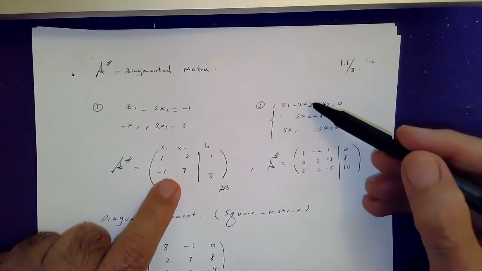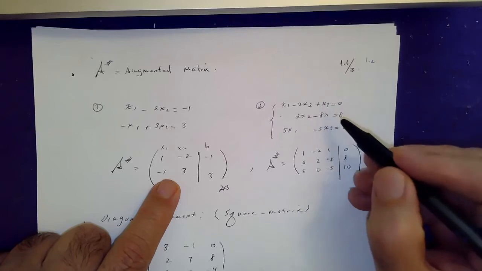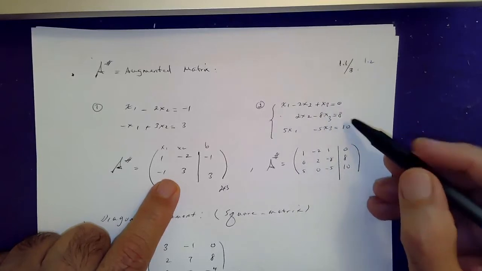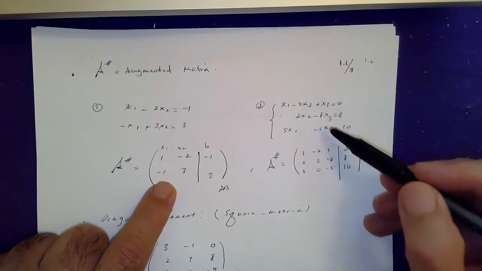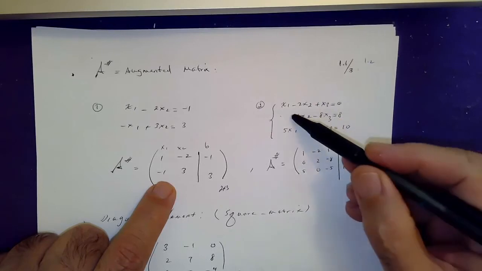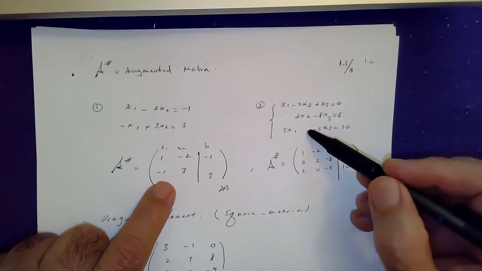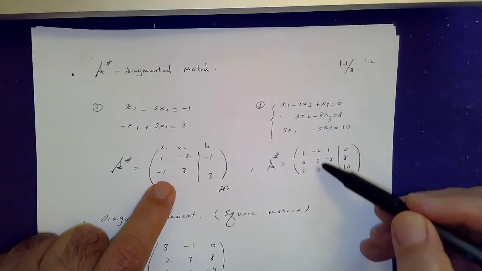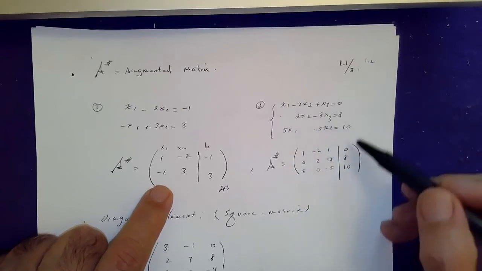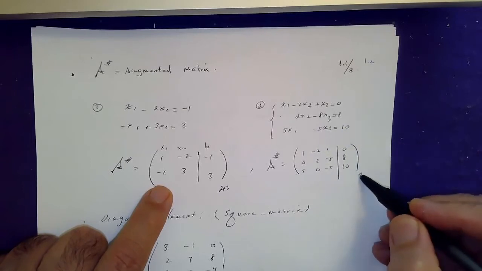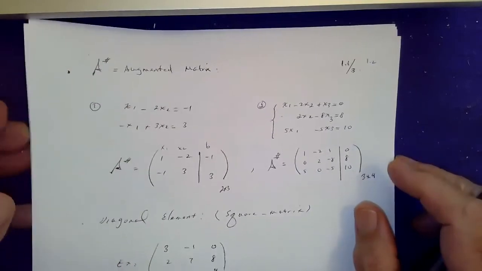In this case, you have x1 minus 2x2 plus x3 equals 0, 2x2 minus 8x3 equals 8, 5x1 minus 5x3 equals 10. The augmented matrix is 1, -2, 1, 0. Then 0 because there is no x1, 2, -8, 8. Here there is no x2, so there is a 0 for x2, but the coefficient of x1 is 5, the coefficient of x3 is -5, and the constant is 10. So this is a 3 by 4 matrix, and it's called an augmented matrix.